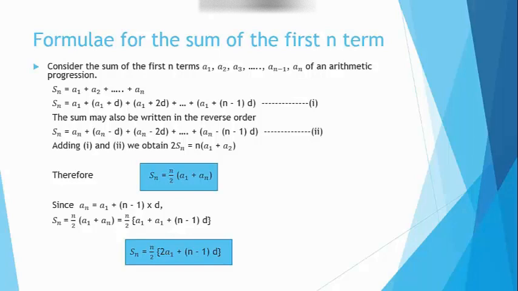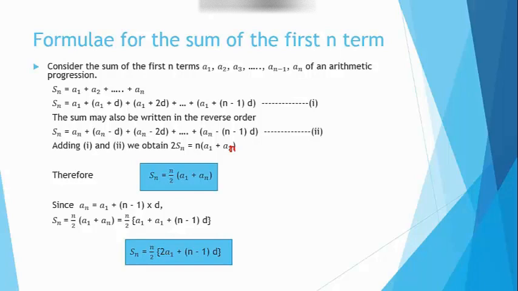The sum may also be written in the reverse order, which is Sn equals an plus (an − d) plus (an − 2d) up to (an − (n−1)d). So that is the second equation. By adding 1 and 2, we obtain 2Sn equals n times (a1 plus an), because all the other terms are cancelled from the equations. By dividing both sides by 2, we get Sn equals n by 2 times (a1 plus an).